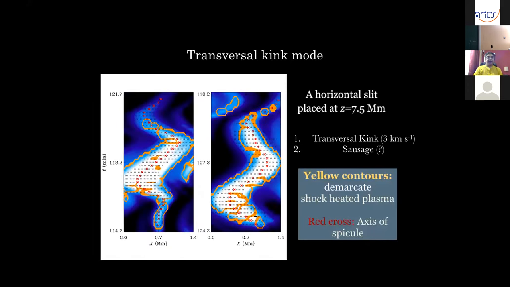So you take those horizontal slits that I showed earlier, and what you find are these transversal kink modes, which are propagating through the spicules. The spicules are swaying, in a sense, and the amplitude of these kink modes, not the propagation speed, but the amplitude, is about 3 kilometers per second. We suspect these spicules are also showing sausage modes, but it is very difficult to separate out the sausage mode because there is so much transverse motion that we see here.